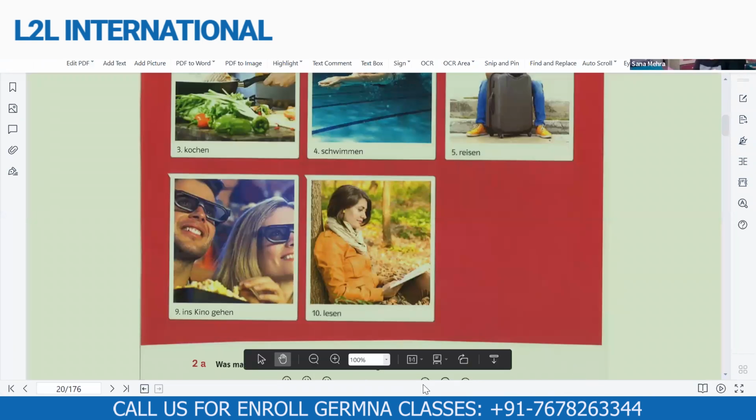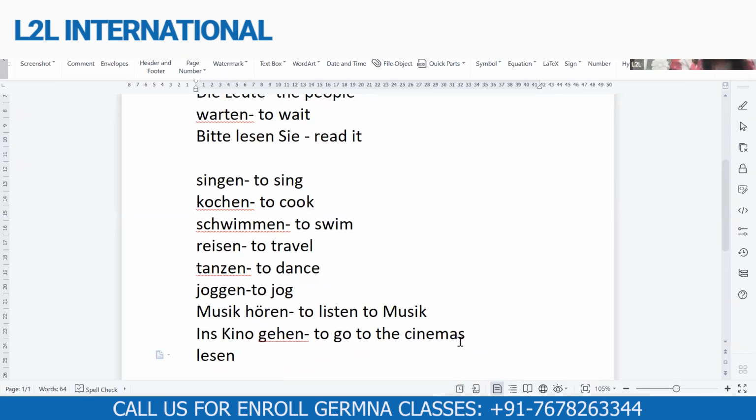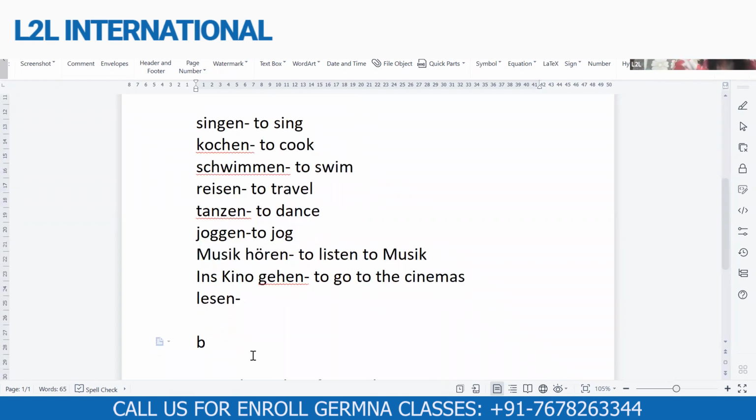One last word. Lesen. Lesen is to read. Now with lesen, for example, if you are a book reader, you can say book. Das Buch is the singular way to call a book, and the plural form is die Bücher. If you really like to read books, we'll talk about how we talk about our hobbies, then I'll tell you how we use lesen with books. First of all, understand lesen means to read.